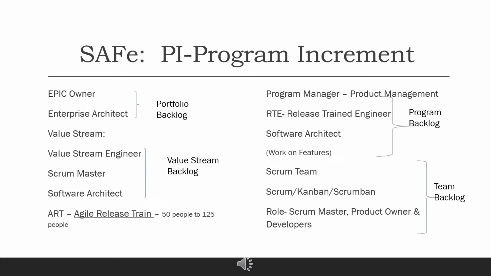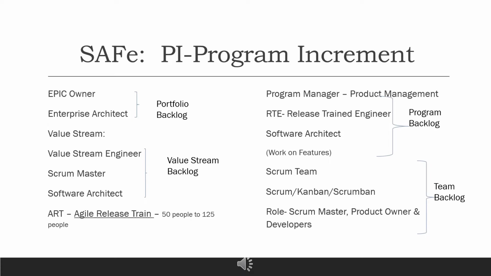So how does Safe Agile come into the concept? Safe Agile actually works for more than 50 people, 50 to 125 people. But imagine a scenario where we have more than 125 people. We have portfolio level, program level, team level. But when we have more than 125 people, this domain also comes in, that is value stream.